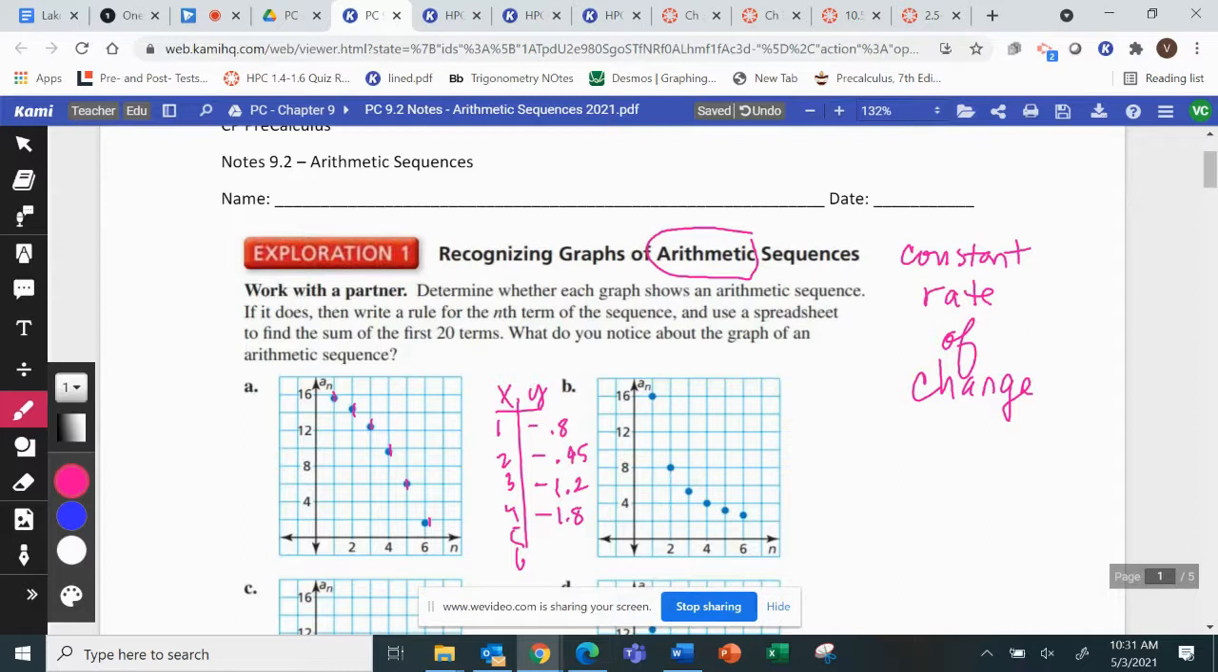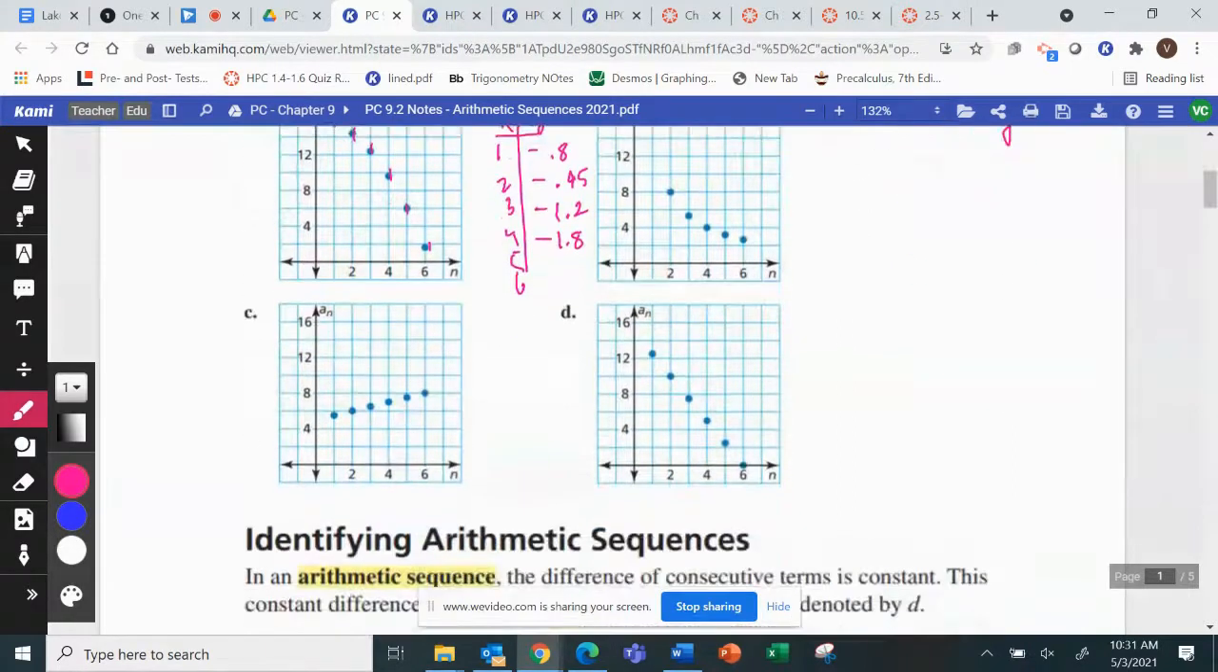So let's look at B. The x values are going 1, 2, 3, 4, 5, 6. Are the y values changing in a constant rate of change? Do they have a constant rate of change? No. So not arithmetic. Look at C. We have x's are 1, 2, 3, 4, 5, 6. Are the y's changing by a constant amount each time?